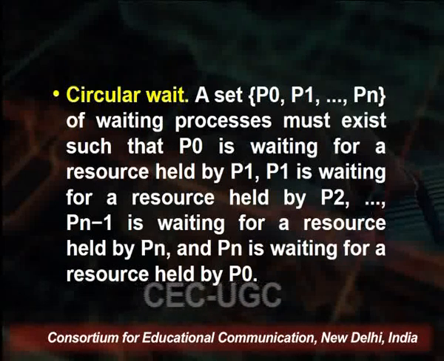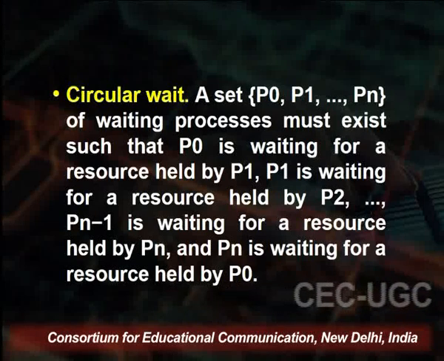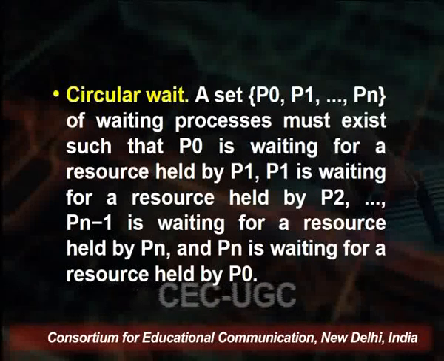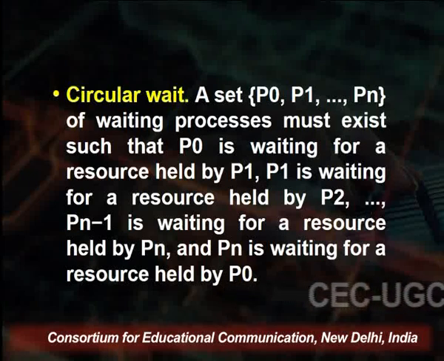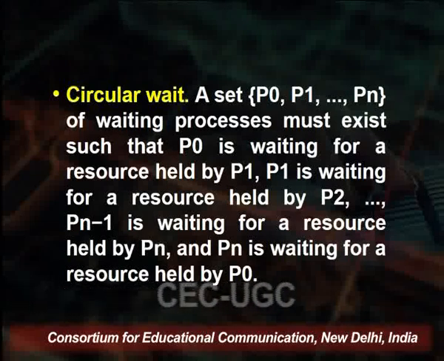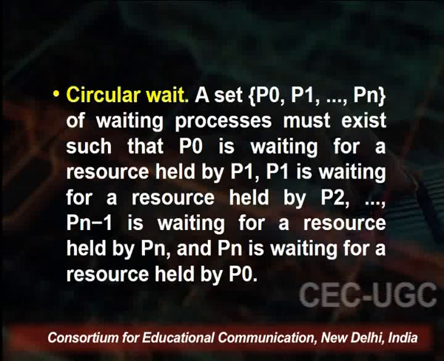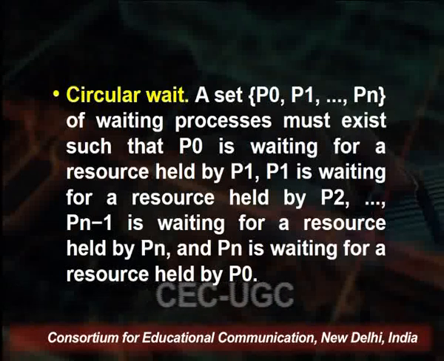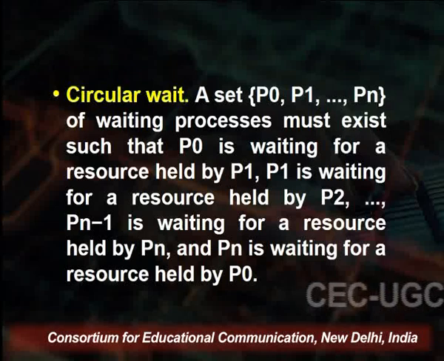Now what is the scenario between these processes? P0 is waiting for a resource which is held by P1, P1 is waiting for a resource which is held by P2, and so on and so forth. Pn minus 1 is waiting for a resource which is held by Pn, and Pn is waiting for a resource held by P0. So all these processes, from P0 to Pn, are waiting in a kind of circular mode.